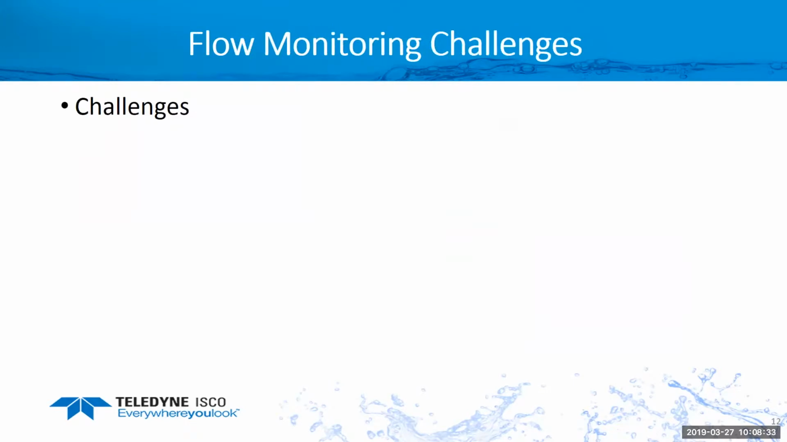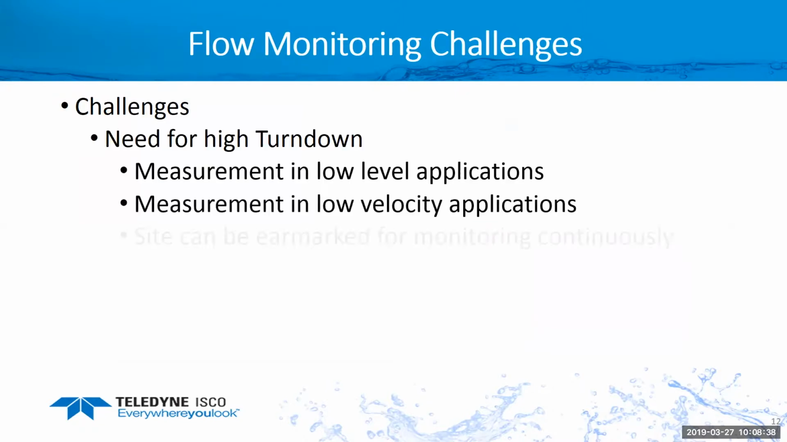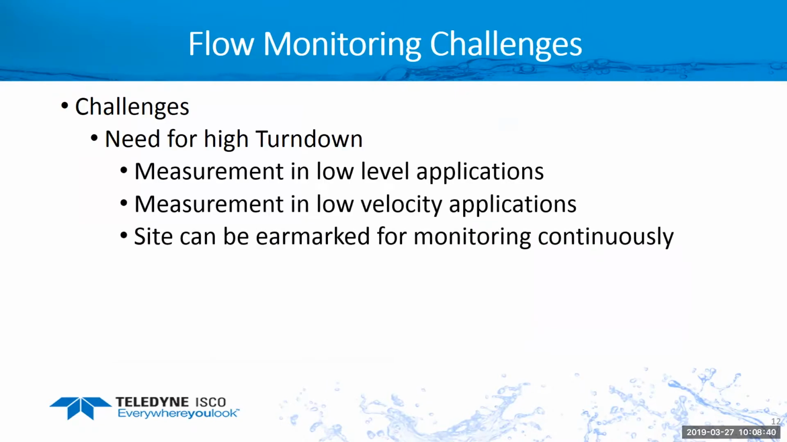So when we're doing flow monitoring, the challenge we're going to have to meet is the high turndown. So measurement of low level applications as well as low velocity applications. Those are things we're going to have to think about for these flows, because on a light storm, you may not always have a big storm where you have high levels and high velocities. So we have to be ready for those low applications. If we find a site that we can't necessarily measure at this point, you may earmark that to do more monitoring continuously at that site to gather more data.